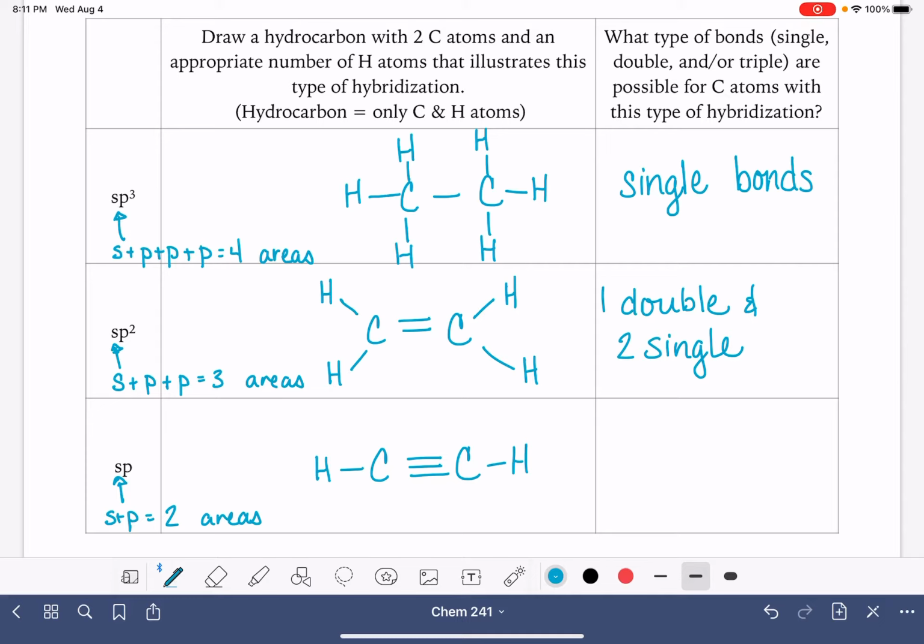Sp hybrid, this would come from a triple and a single. Another option for sp hybrid that we're not drawing on this worksheet would be 2 double bonds.